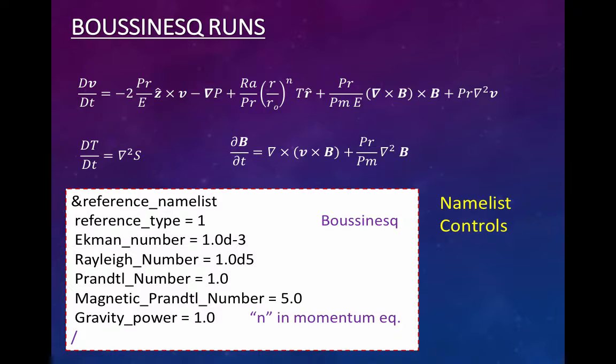If you look at your reference state name list, you'll see a lot of these things are set and just spelled out: Prandtl number, Rayleigh number. Should be pretty obvious. Gravity power is this little n on the gravity here, so you can have constant gravity in this setup, or you can vary it as some function of radius. It's normalized by the outer boundary. I think that's really all there is to that. Are there any questions on that?